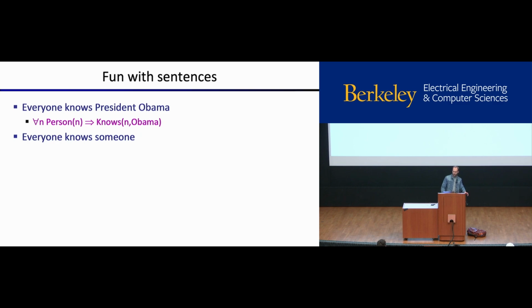Everyone knows someone. There's another sentence. How are we doing for time? Okay. For all x, if x is a person, that implies that there exists a y such that y is a person and x knows y.